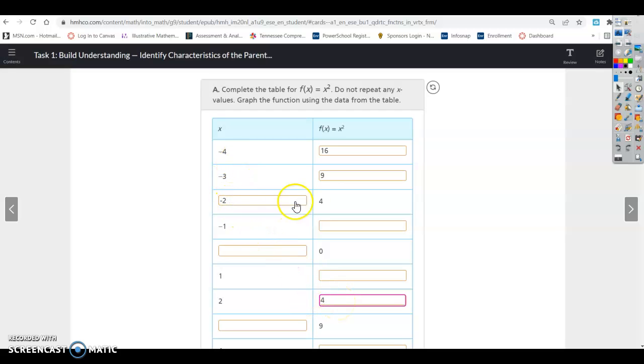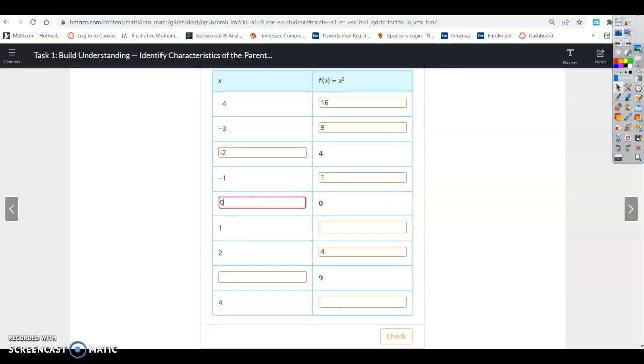But we're looking at the table and filling in the blanks. So we know that this one should be a -2, and you square -2 and get 4. So if I take -1 and square -1, I get 1. And then if I put 0 in and I square it, I get 0. And then I take 1 and I square it and I get 1. 2 squared is 4. 3 squared is 9.